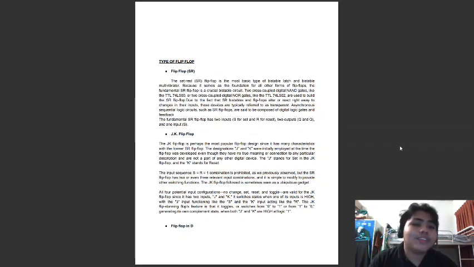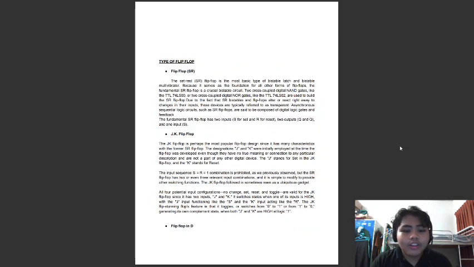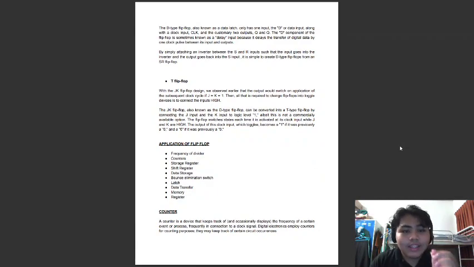So the next type of flip-flop is the D flip-flop. So what is the D flip-flop? The D-type flip-flop, also known as a data latch, only has one input, which is the D or data input, along with a clock input CLK and the customary two outputs Q and Q-bar.